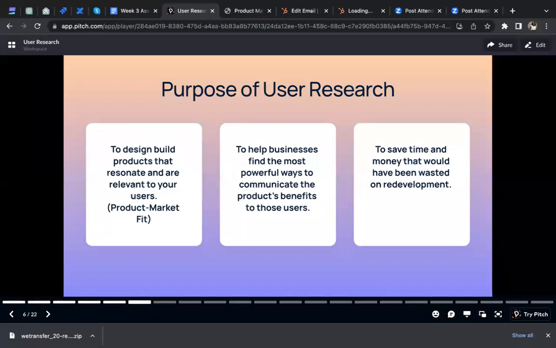So now that you have designed and built a product that resonates and is relevant to your user, you also need to find a way to communicate this product to your users. And how do you achieve that again? Product messaging, product positioning, product marketing. User research is also at the core of it.